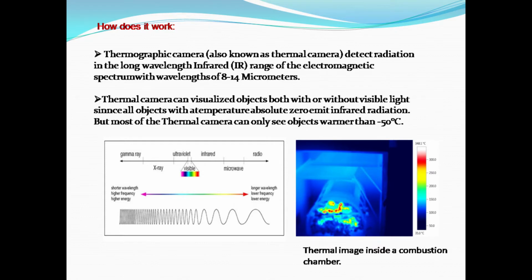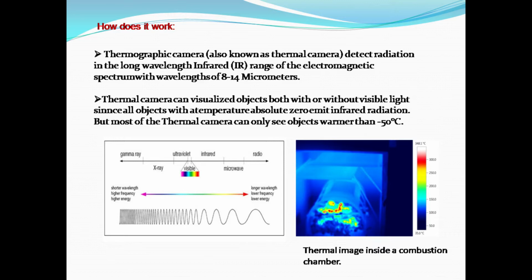A thermographic camera, also known as a thermal camera, detects radiation in the long wavelength infrared range of the electromagnetic spectrum, with wavelengths of 8 to 14 micrometers. In contrast, a regular film or digital camera can only detect light in the portion of the electromagnetic spectrum that is visible to the human eye, known as the visible spectrum.